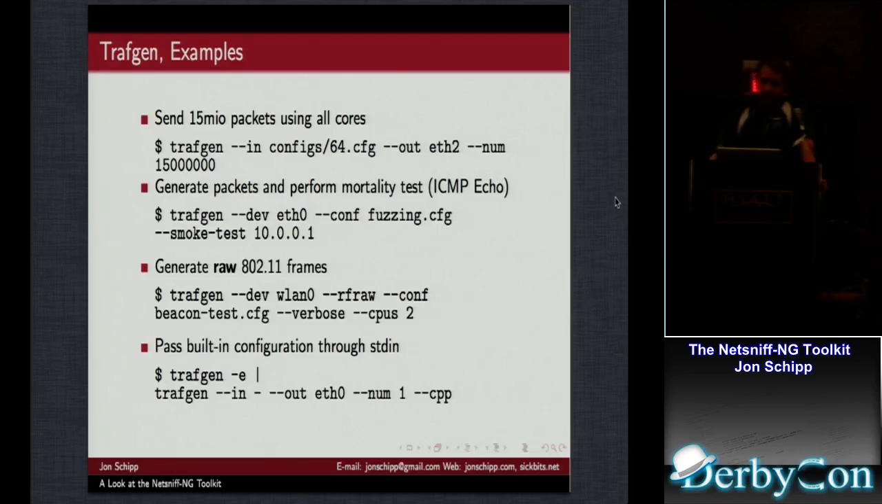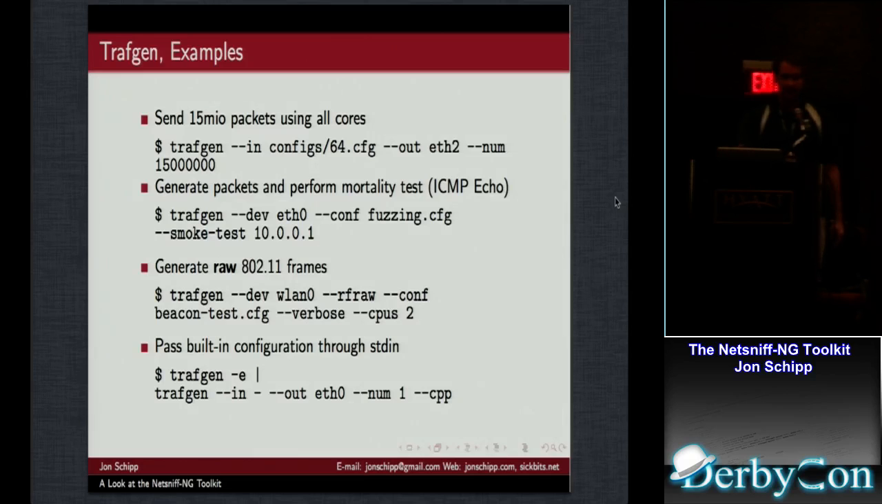So you can do your raw 802.11 stuff like beacon frames. You can just send those out, and I have a script. I'll show it closer to the end, where I've written something like that. We can also pass through STDIN, where we say trafgen -e. That's a built-in TCP configuration. So basically, what we do is we just pipe that into TrafGen.